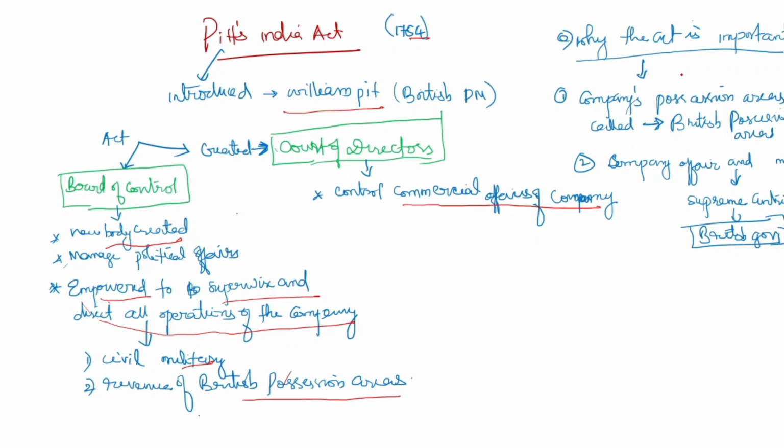So why is the act important? For two reasons the act is important. These two provisions make the act more important, because for the first time the company's possession areas are termed British possession areas, and the British government got the supreme control of the company's affairs.